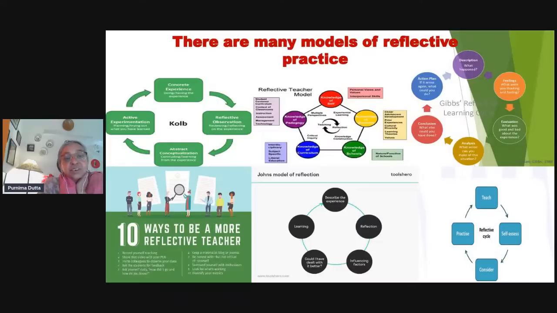It's almost instinctive. Oh, today the class wasn't enjoyable, and then we think, what happened? That is reflection, right? But like I told you, documentation is becoming increasingly important and integral to our profession as teachers. So there are many models. This is just for an idea.